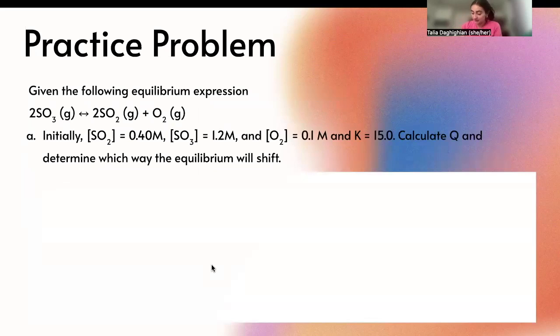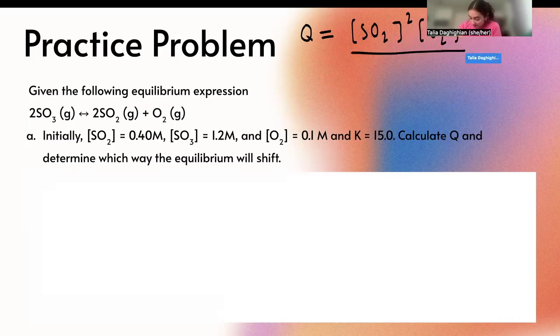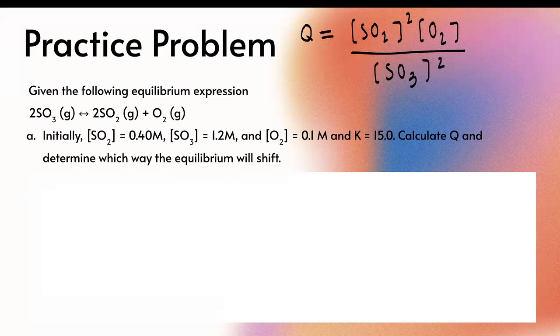So before we get started, I am going to rewrite the expression for calculating Q, which is going to be the same as calculating K. And I'm going to write it specifically for this reaction. So Q is going to equal the concentration of SO2 squared times the concentration of O2 divided by the concentration of SO3 squared. Now that we have done that, we are going to calculate Q, plug in the values that we have.